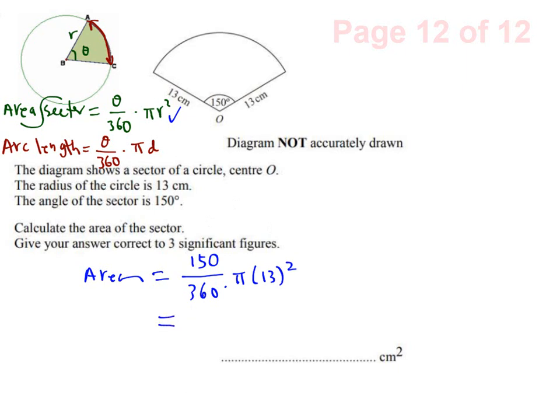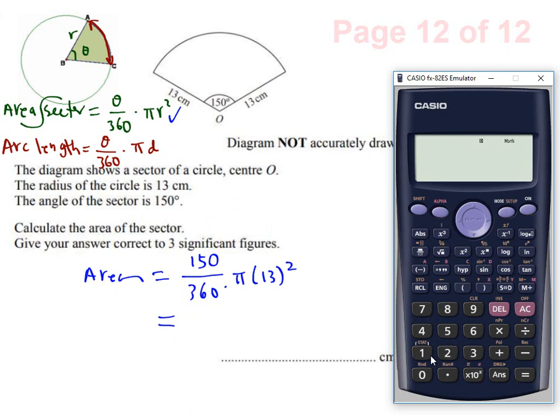And then you use your calculator. So it's 150 over, oh sorry, I can't do that. I have to get a fraction in first. It's 150 over 360, and then multiply by pi, shift pi, times r squared, which is 13 squared. You may use brackets if you like. What does that give you?